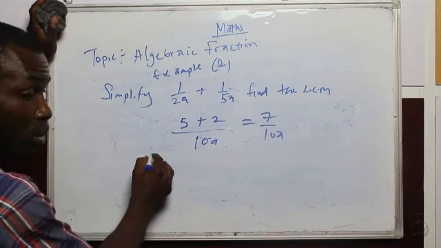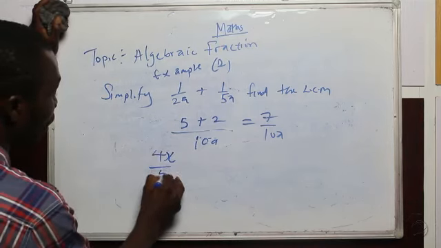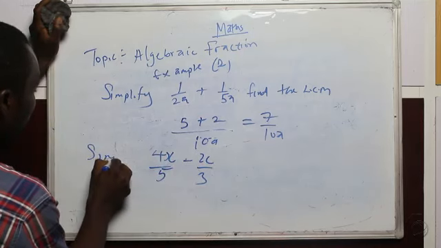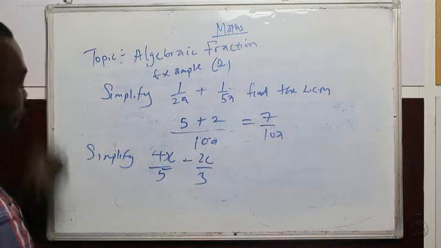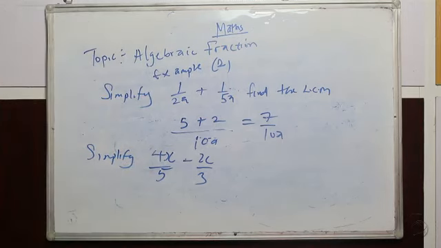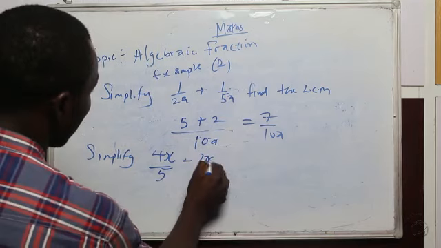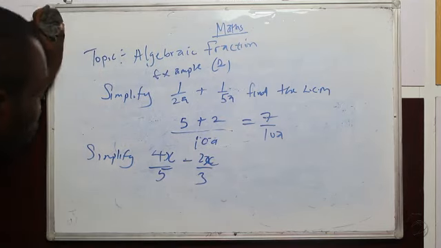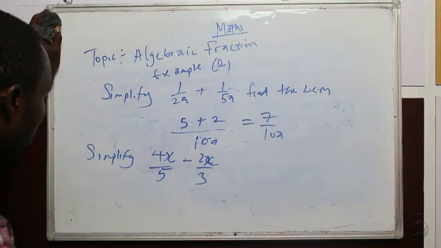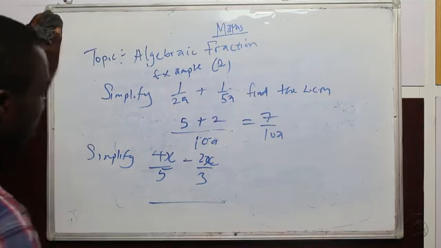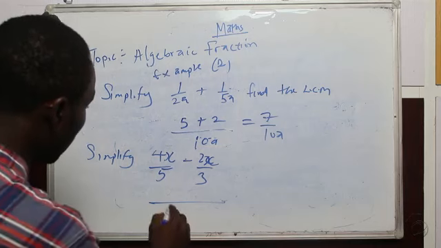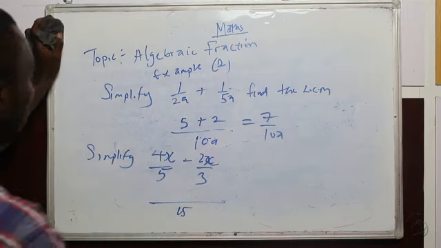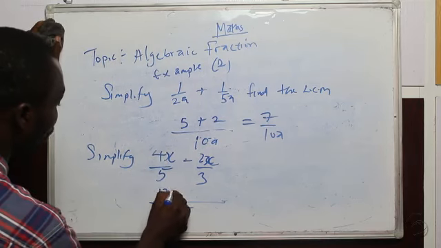Let's look at this question. Simplify 4x over 5 minus 2x over 3. Now, what is our LCM in this algebraic fraction? It is 15. 15 divided by 5 will give us 3. 3 times 4x will give us 12x.